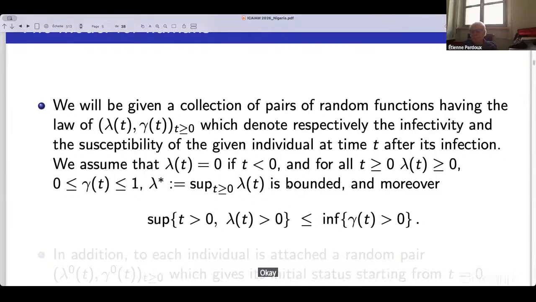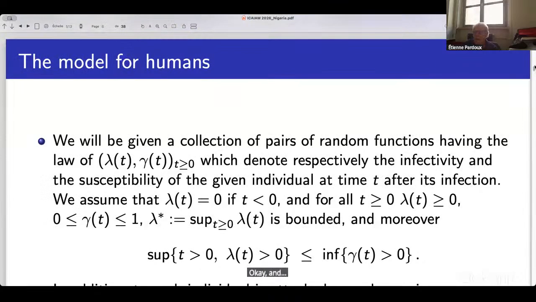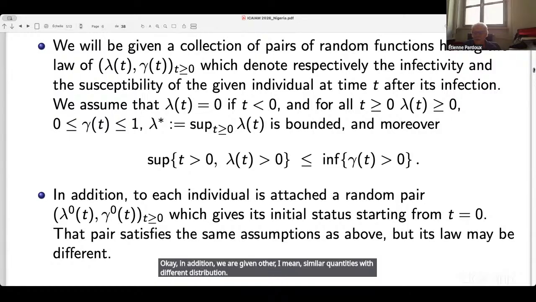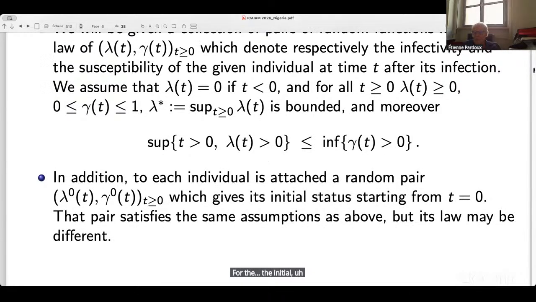In fact, I'm pretty certain that I can just assume that this random variable is integrable. That should be enough, but it's not completely written so far, so it's safer to say it's bounded. And moreover, I assume that the first time when gamma is strictly positive is after the last time when lambda is strictly positive. In addition, we are given other, similar quantities with a different distribution for the initial status of the individual, but I will not detail too much about that.